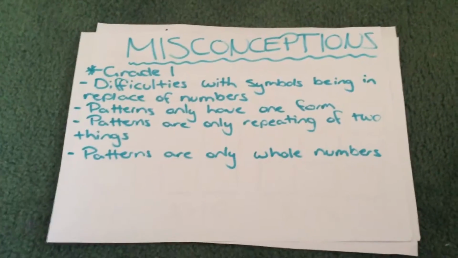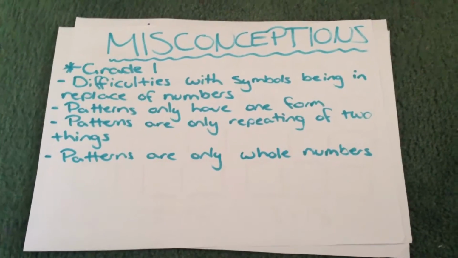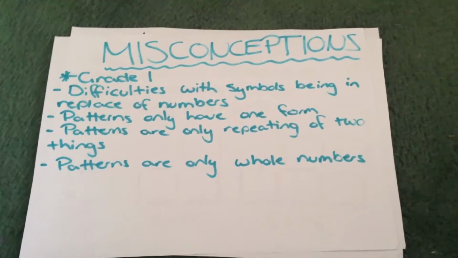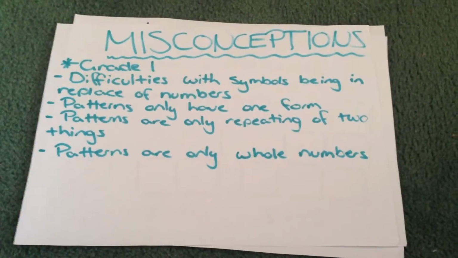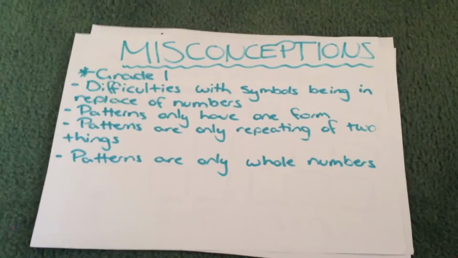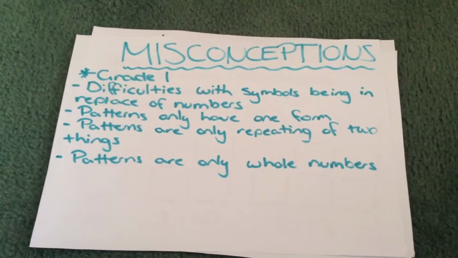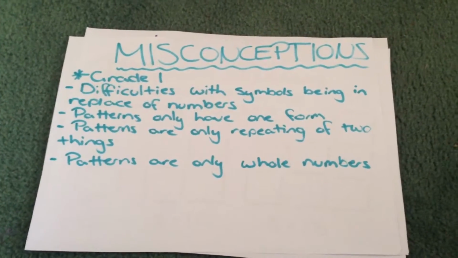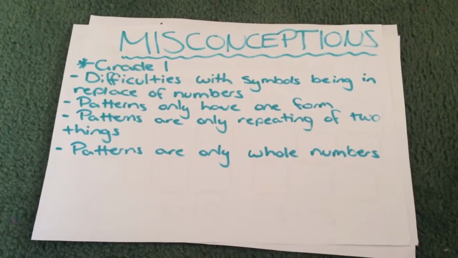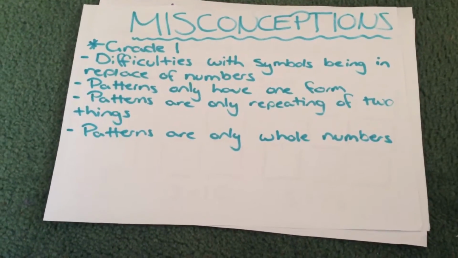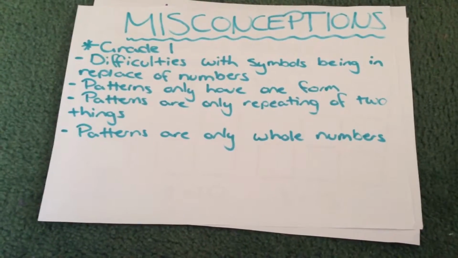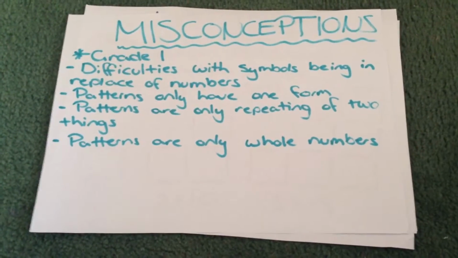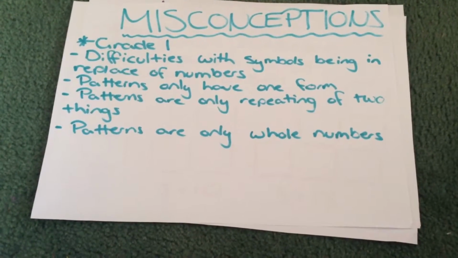Misconceptions. When looking at grade 1 or sometimes above, difficulties with symbols being in place of numbers can occur. Students may find this too hard to understand and prefer to use numbers. Some may believe patterns only have one form, which, as we know, there are many different forms, and in those forms there are different ones, such as the repeated patterns. You can use things like colours, numbers, letters, or even other patterns.